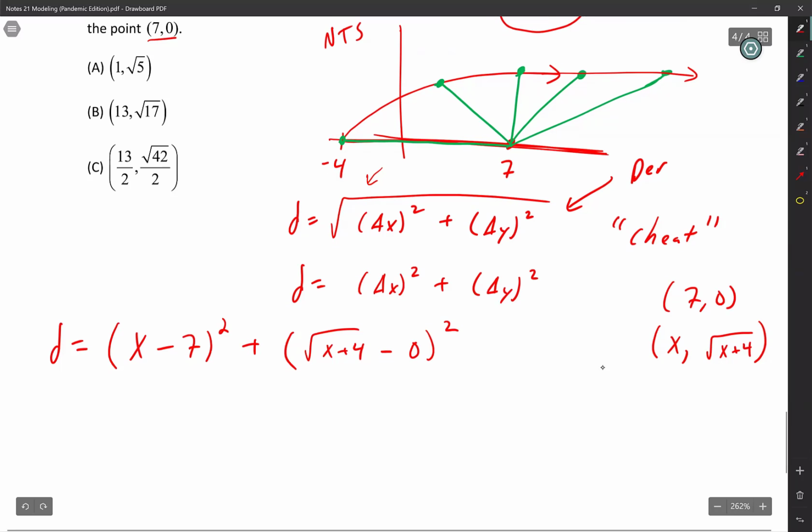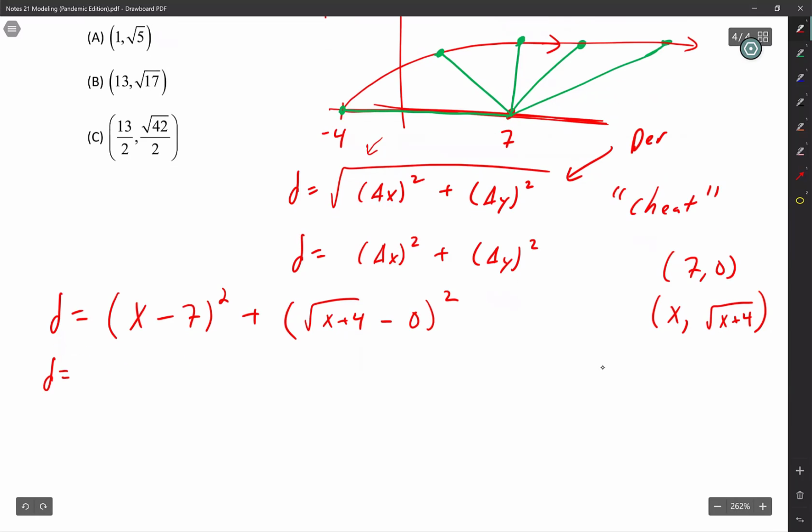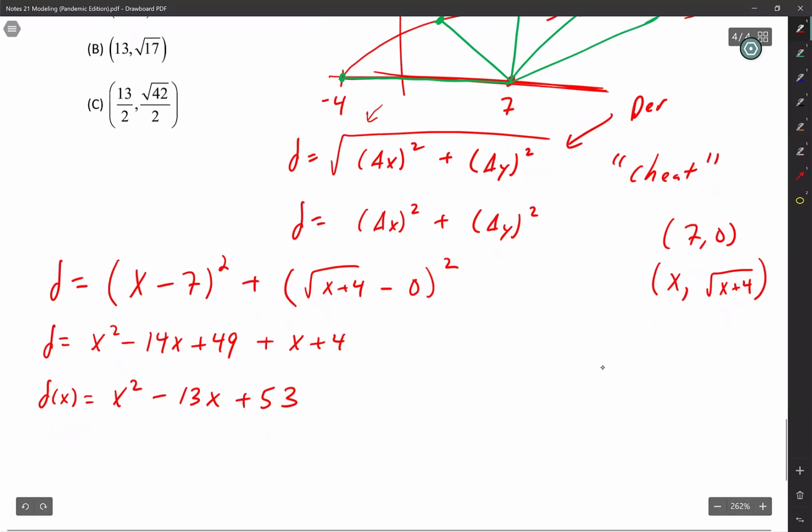I'm going to go ahead and do the algebra first, guys. D equals x minus 7 squared, x squared minus 14x plus 49, plus the square root of that squared, x plus 4. Now look, it's beautiful now. D in terms of x is equal to x squared minus 13x plus 53. Let me know if I made any mistakes. I don't see any so far.